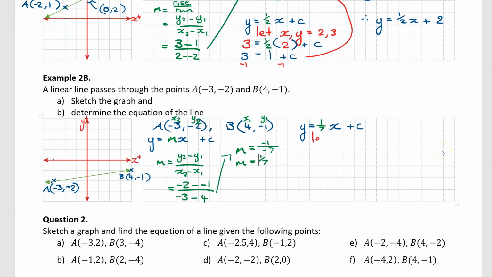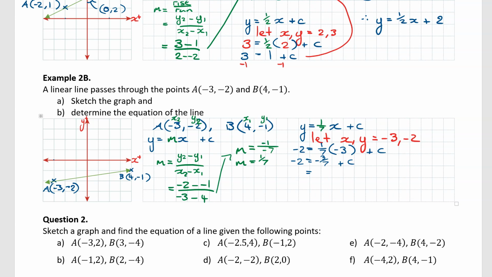So we'll let x, y equal -3, -2, and therefore 1/7 times -3 plus c, and then on the left hand side it's -2 because that's our value of y there. Solving this, we get -3/7 minus 2 plus c. And we don't really like working with fractions, so how about we get rid of the fraction by multiplying everything by 7.